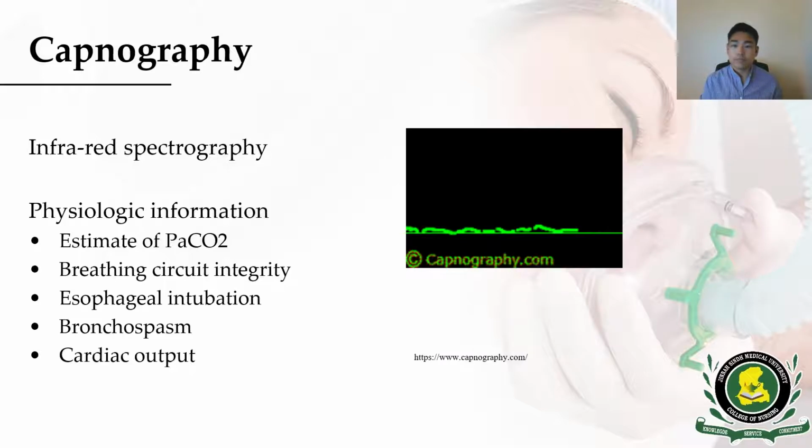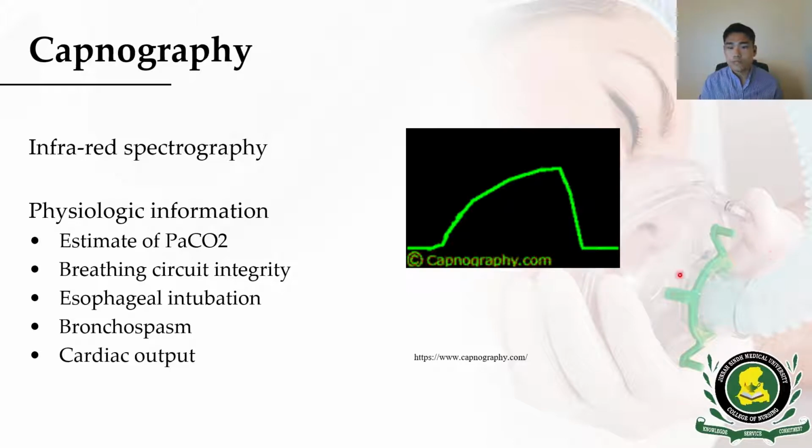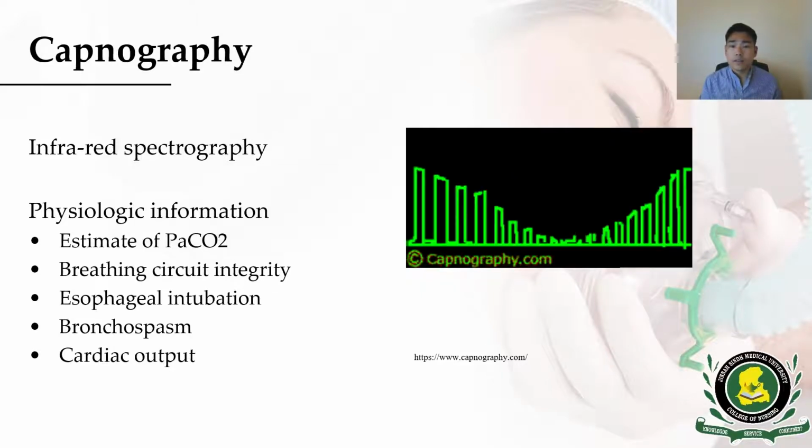For example, if you see an end-tidal CO2 tracing like that, it means you probably intubated the esophagus. Here you can see that the CO2 rises much more slowly than normal, meaning that there's some sort of obstruction, which could be something like a bronchospasm or a mucus plug.